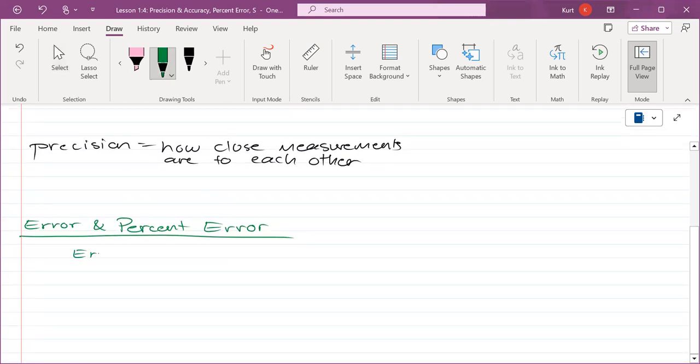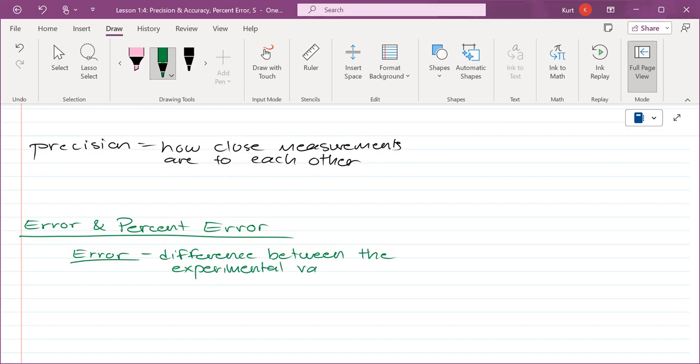Error is the difference between the experimental value and the accepted value.